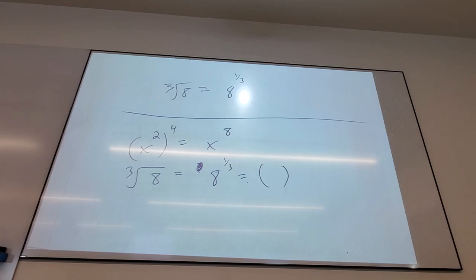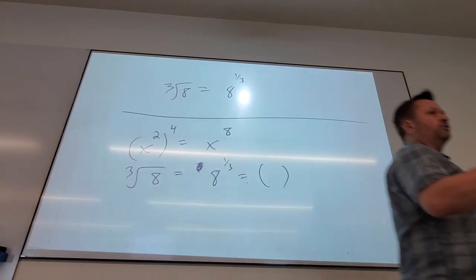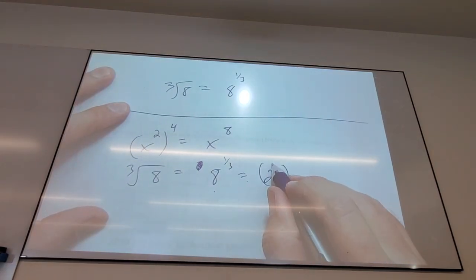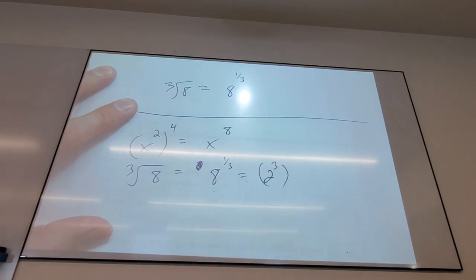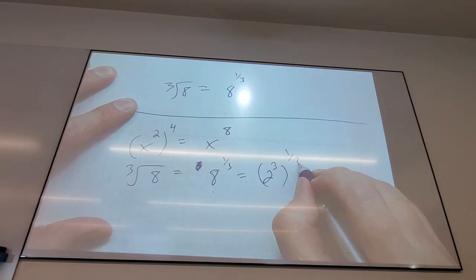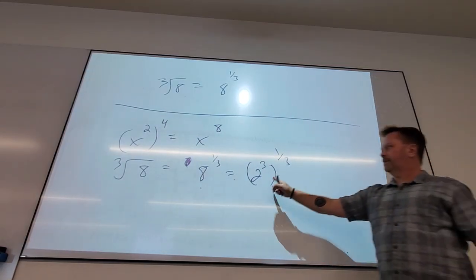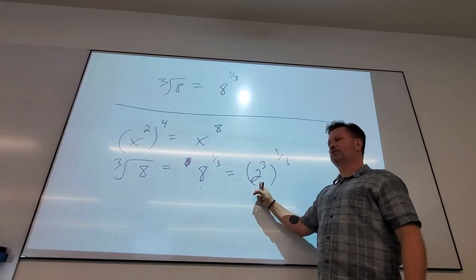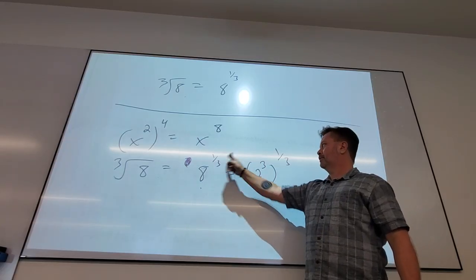I want you to really buy into this more. I want you to see this happen. Is everybody cool with, anywhere in the universe I see 8, I can replace it with 2 cubed, because that's 8. So when I wrote this, I rewrote this. That's all I did. Because what is 8? 2 cubed. And then raising it to the 1/3 power.